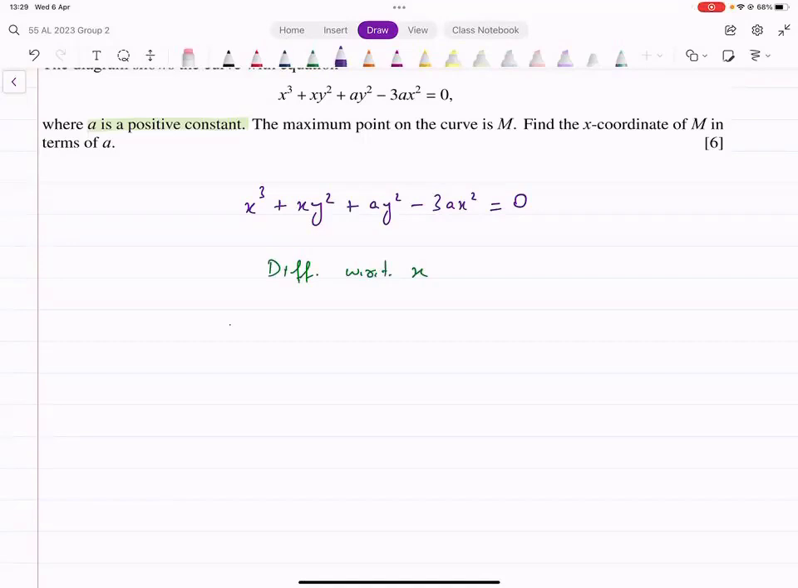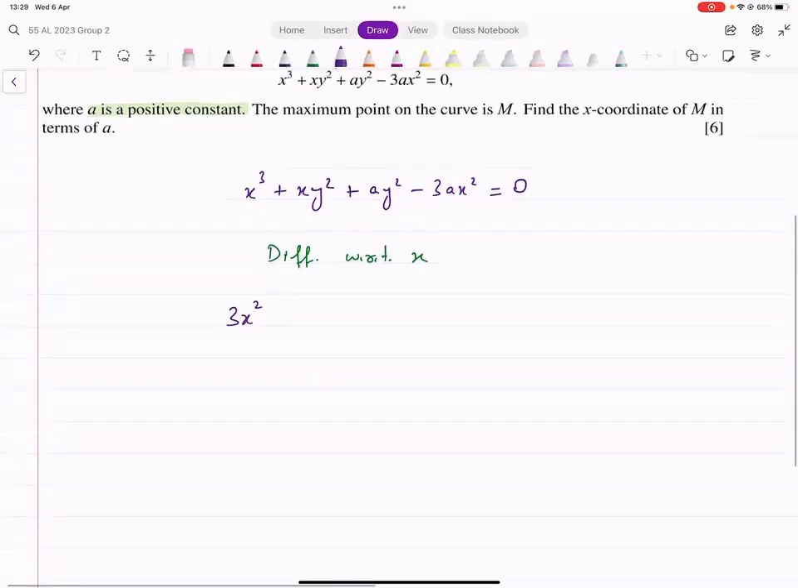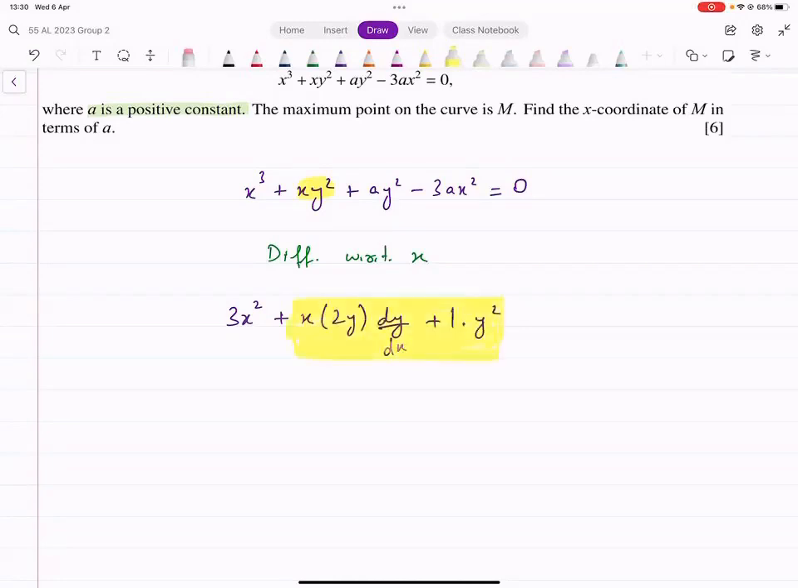Okay. What's the derivative of x cube? It's 3x square. xy square is a product. इसको हमें प्रोडक्ट रूल से करना पड़ेगा. X as it is and the derivative of y. What's the derivative of y? 2y into dy over dx. And then the derivative of x, which is 1, y square as it is. This is the derivative of xy square. ठीक है, उसका derivative हो गया.